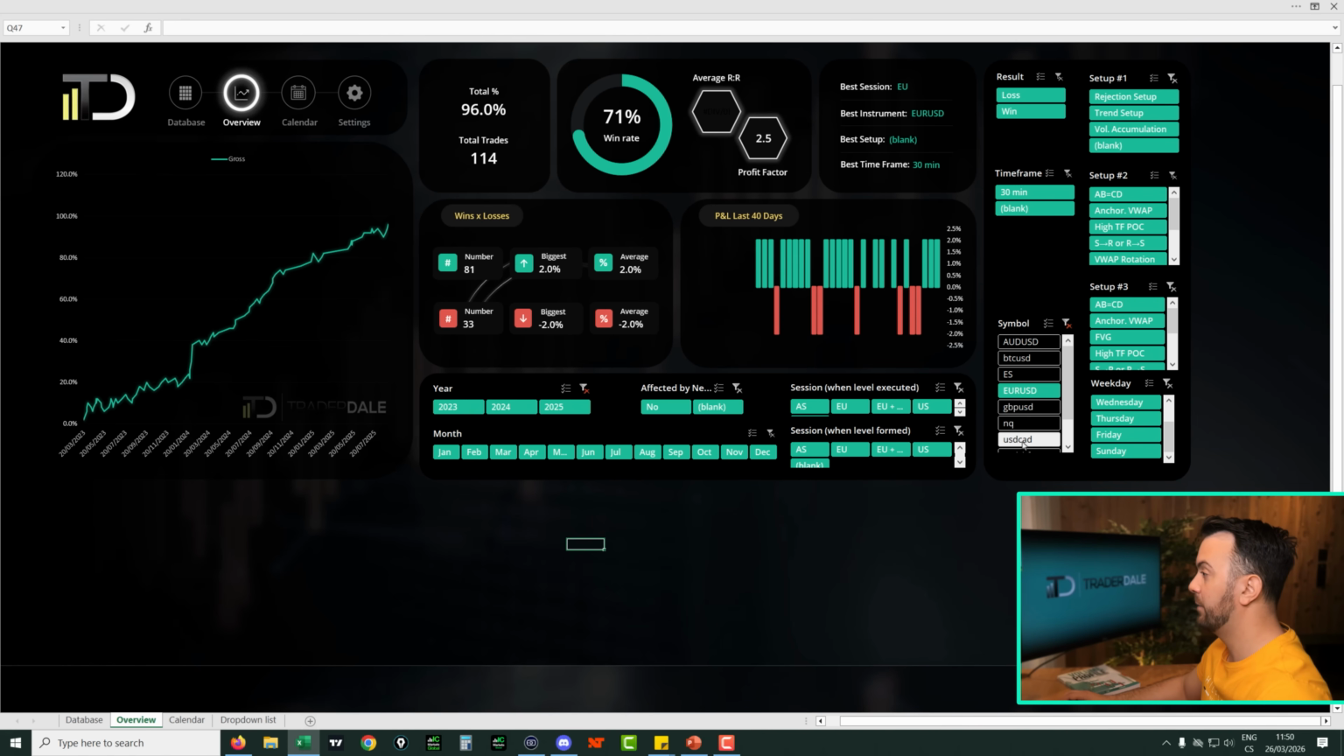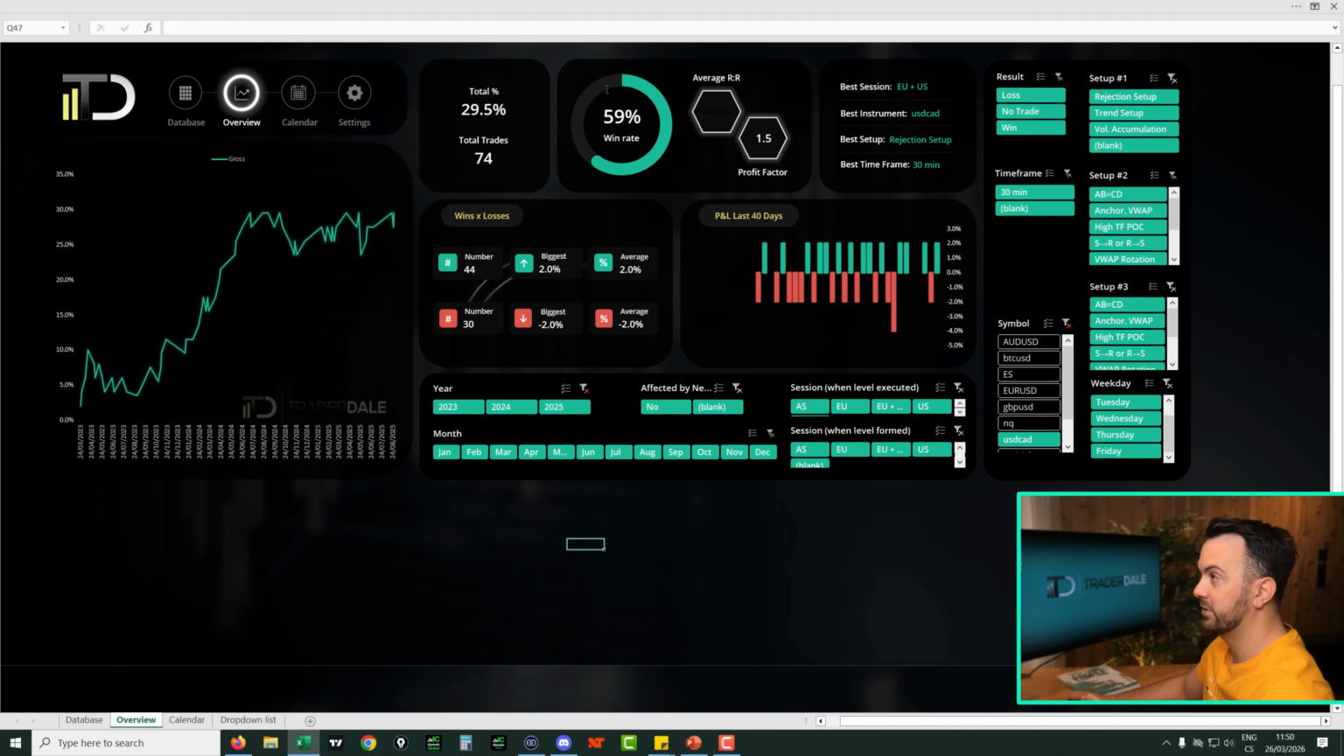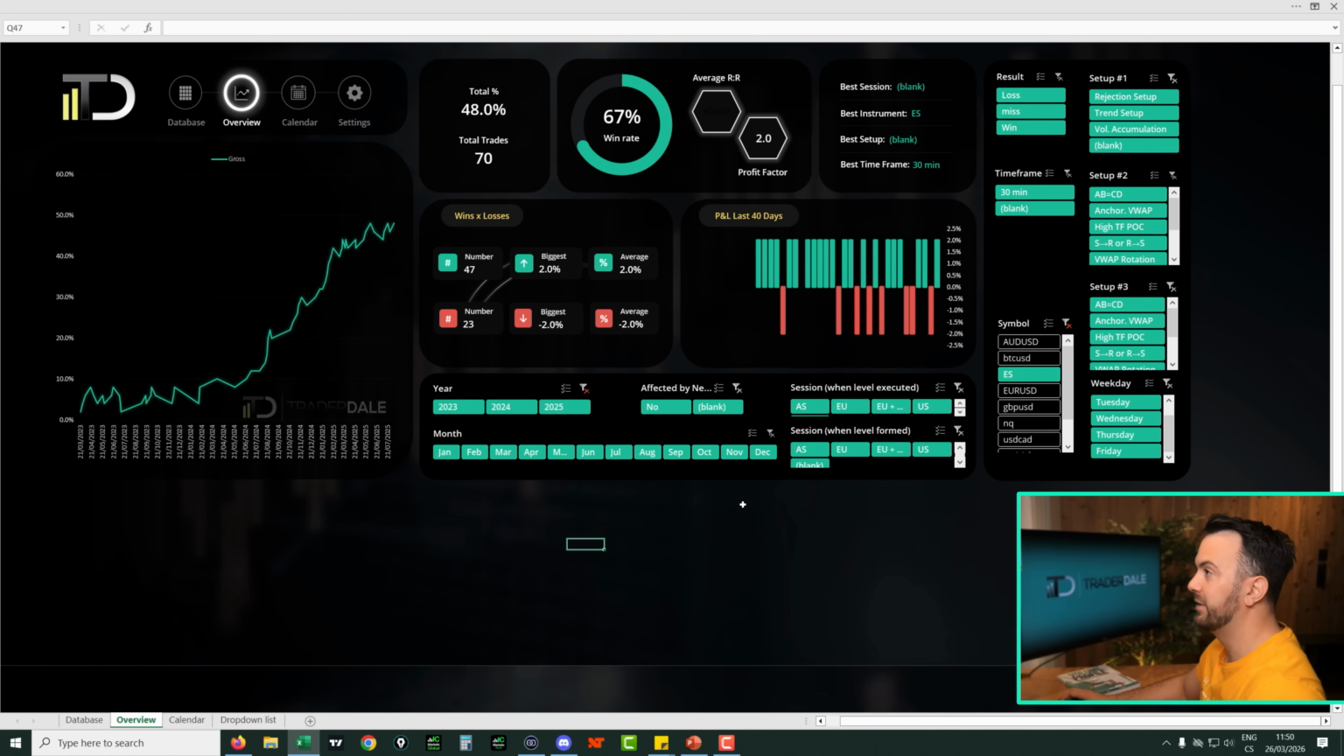I can take a look, for example, at the US dollar Canadian dollar, which is only 59, or for example, the ES, 67 win rate, and this is how the equity looks like. So you want something like this, so you can tell which pairs or instruments you want to trade with the strategy. This is how you can fine tune it. And then you want to focus only on the best ones, okay?